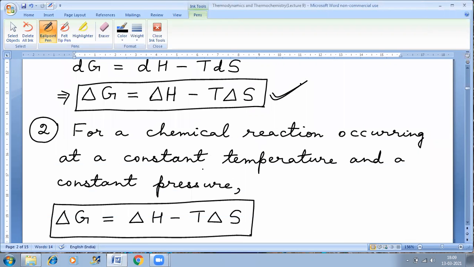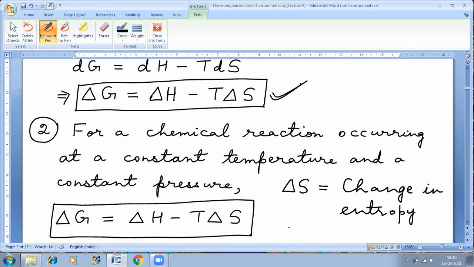For a chemical reaction, also we can use the same formula. Delta G is equal to delta H minus T delta S. T means temperature. Delta S is change in entropy, which we have already done. And delta H is enthalpy change.